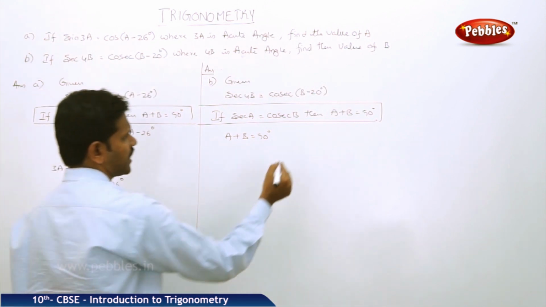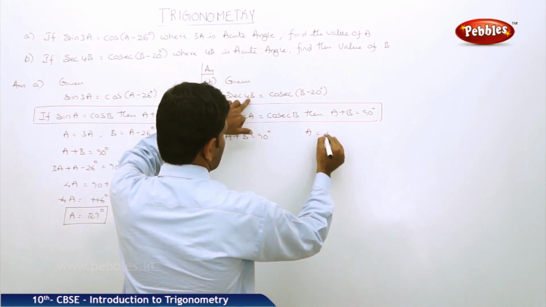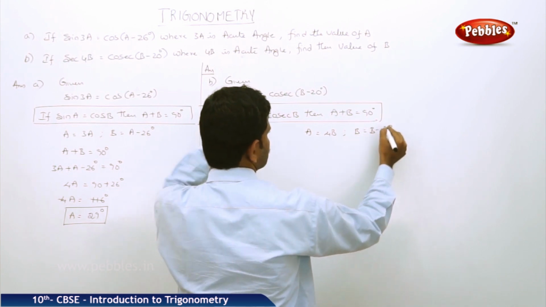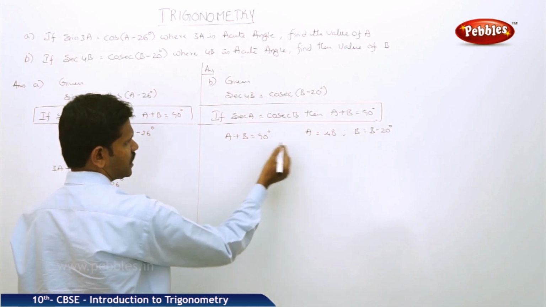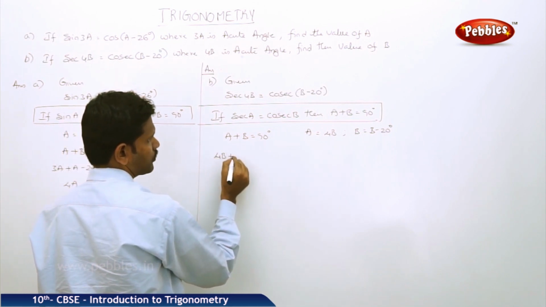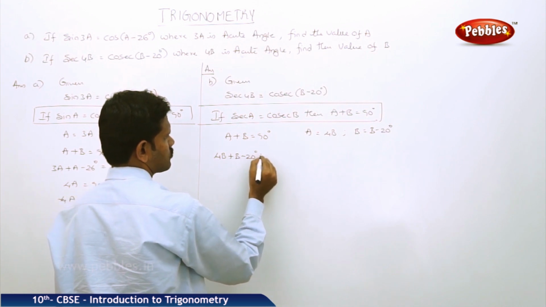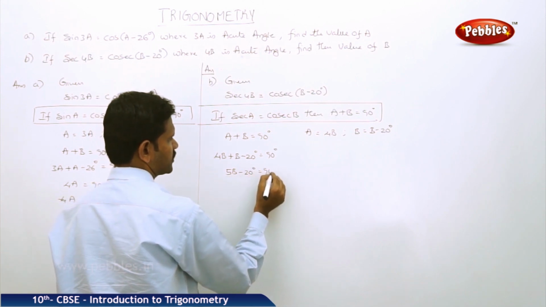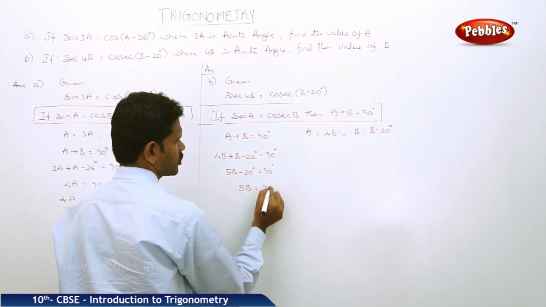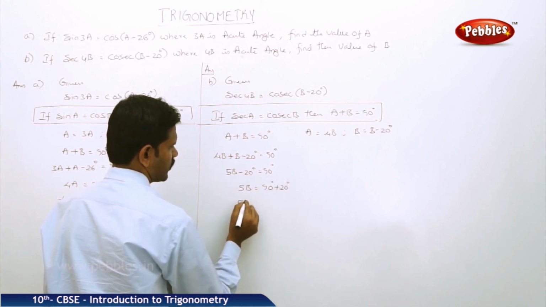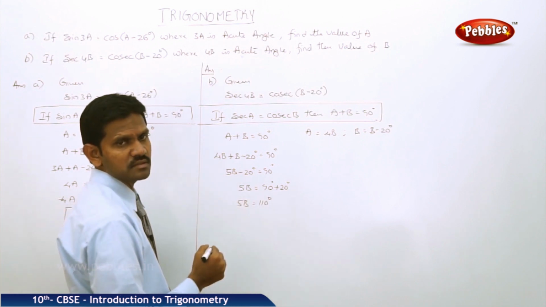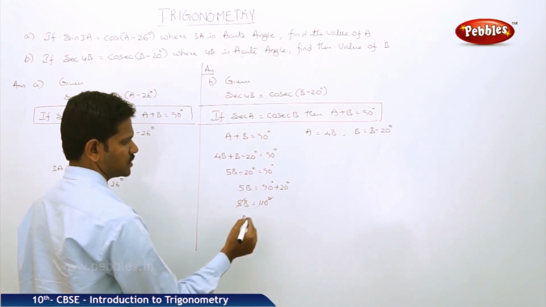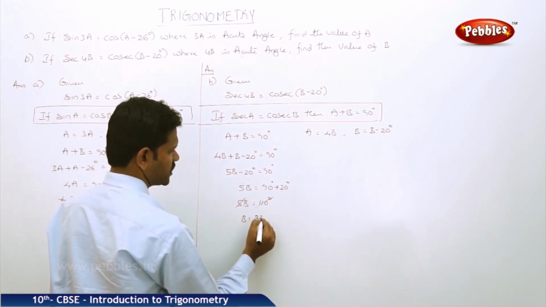Now, what is the A? A is 4B, B is B minus 20 degrees. That is, 4B plus B minus 20 degrees is equal to 90. That is, 5B minus 20 degrees is equal to 90. 5B is equal to 90 plus 20. 5B is equal to 110 degrees. B is equal to 110 by 5, that is 22 degrees.